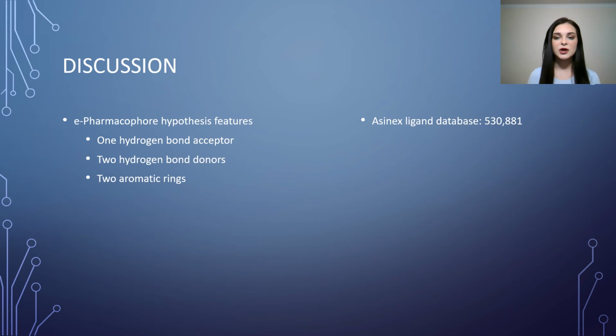The Acinex ligand database that contained 530,881 compounds was reduced to 60 compounds utilizing the E-pharmacophore hypothesis during phase ligand screening. The phase ligand screening was able to reduce the number of compounds so drastically because the compounds remaining after phase ligand screening must have contained all 5 features from the E-pharmacophore hypothesis. If the compounds did not contain all 5 features, they were immediately rejected from the screening.